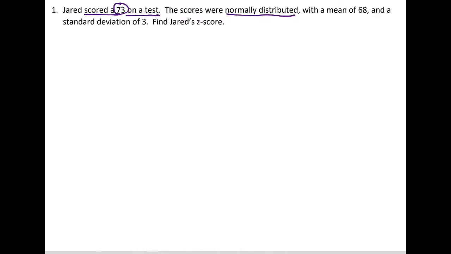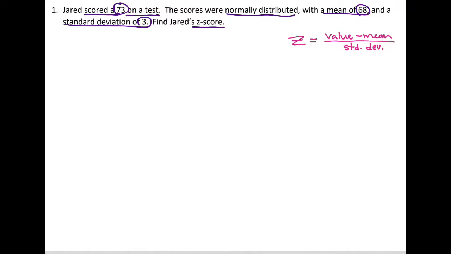Remember, normal distribution just means it's bell shaped and symmetric, so the scores follow a pattern that looks like that. It has a mean of 68 and a standard deviation of 3. We want to find Jared's z-score. There's a formula I gave in class: the z-score equals the value minus the mean, divided by the standard deviation.